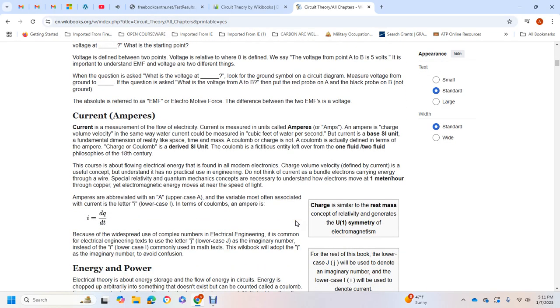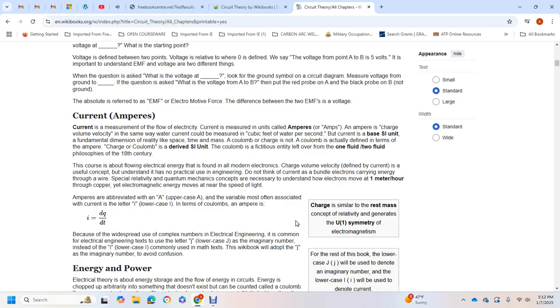Current, amperes. Current is the measurement of the flow of electricity. Current is measured in amperes. An ampere is the charge times the volume times the velocity. In the same way, water current can be measured in cubic feet of water per second. But current is a base standard unit, fundamental to dimension in reality, like space, time and mass. The coulomb and charge are not. The coulomb is actually defined in terms of the ampere. The charge of a coulomb is derived from standard units.